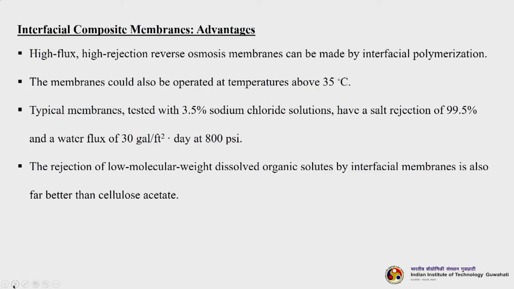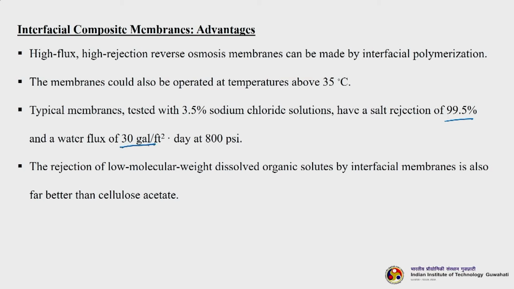So, the advantages of interfacial composite membranes are high flux and high rejection that can be achieved using this particular technique. The membrane could also be operated at a temperature above 35 degrees centigrade. This is again one of the major advantages. So, typical membranes tested with 3.5% sodium chloride solutions have a salt rejection of 99.5% and a water flux of 30 gallon per feet square.